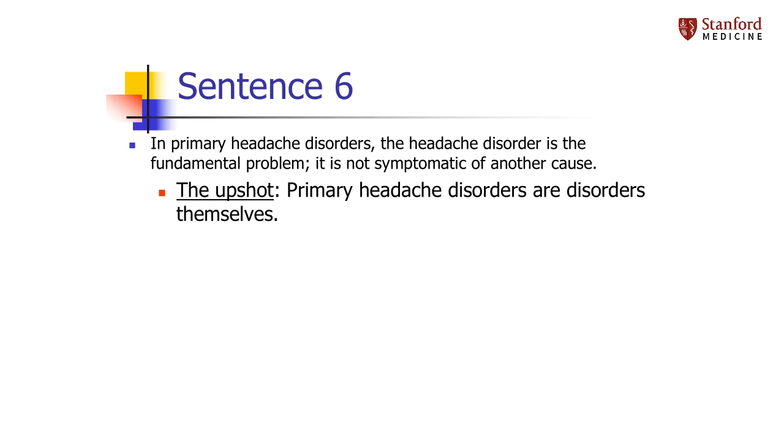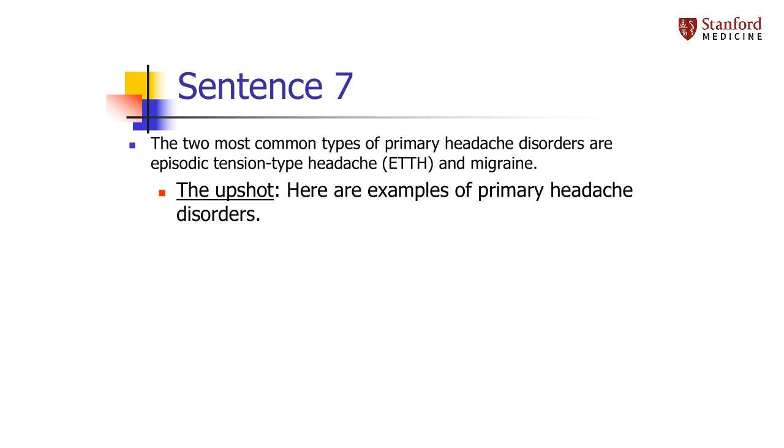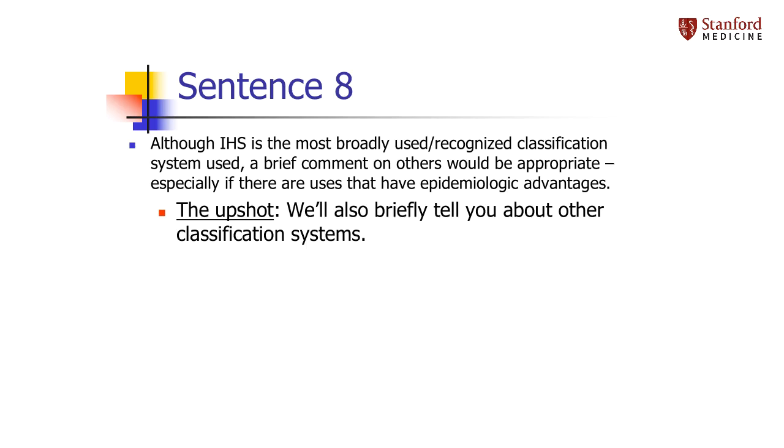Then we get in primary headache disorders, the headache disorder is the fundamental problem. It is not symptomatic of another cause. That just defines primary headaches. Primary headache disorders are disorders themselves. Then we get the two most common types of primary headache disorder are episodic tension type and migraine. So here are examples of primary headache disorders.